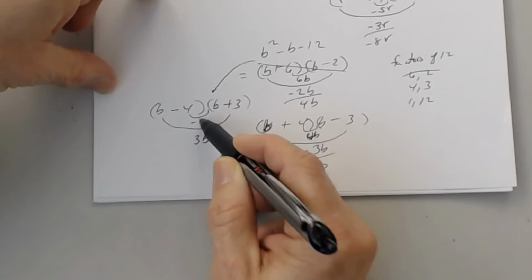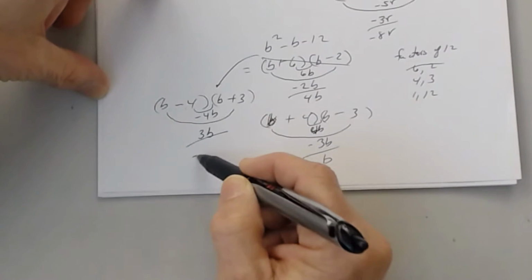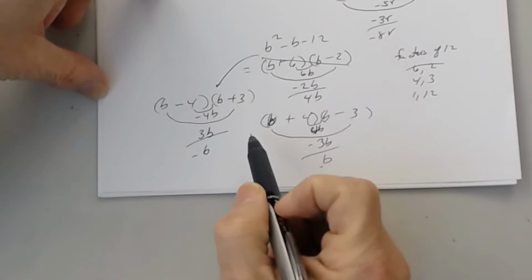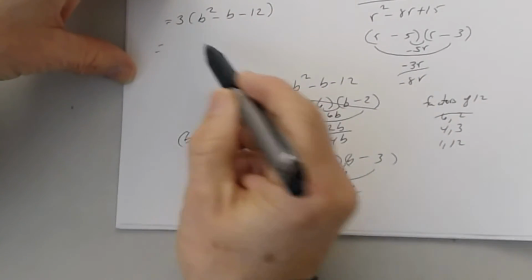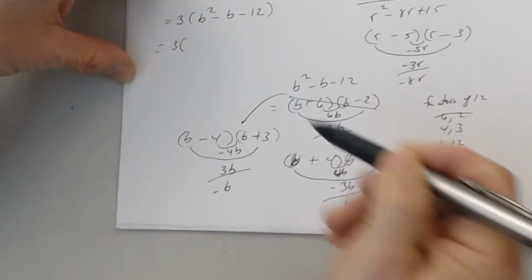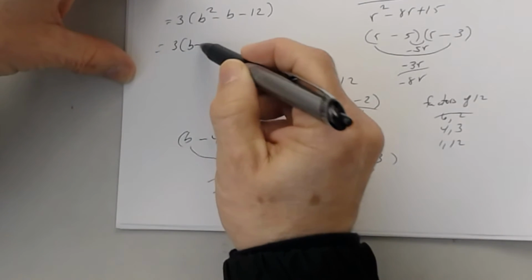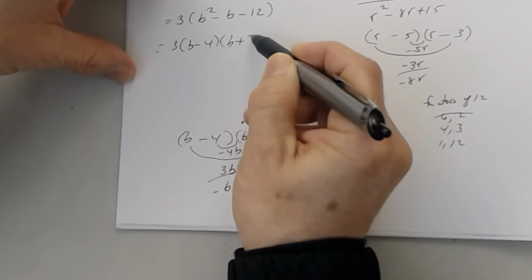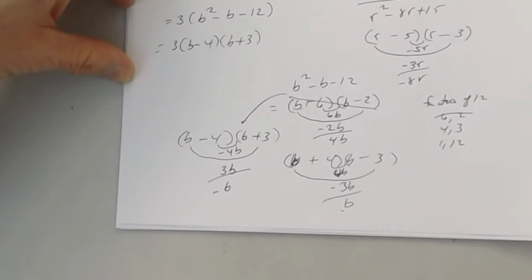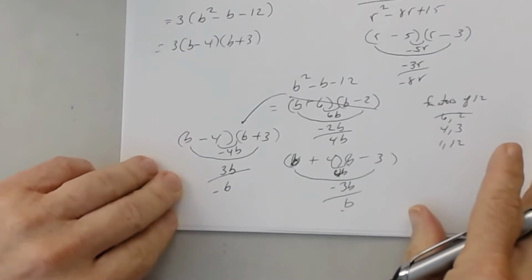3b. The inner? And when I add them up, what do I get? Which is what you wanted. All right, so then the answer becomes 3 times b minus 4 times b plus 3. Okay? All right, so that was number 3.